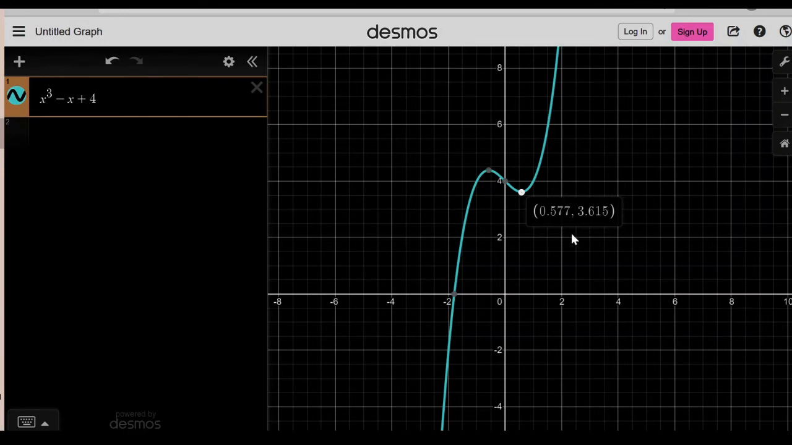X is approximately equal to 0.577. But that is a rounded value that's not exact, and 3 decimal places, usually speaking, isn't necessarily even that accurate. This can, in certain applications, be a very poor estimate of the actual x value. So we're going to try and find the actual exact x value, and in order to do that, we need to do a manual calculation.